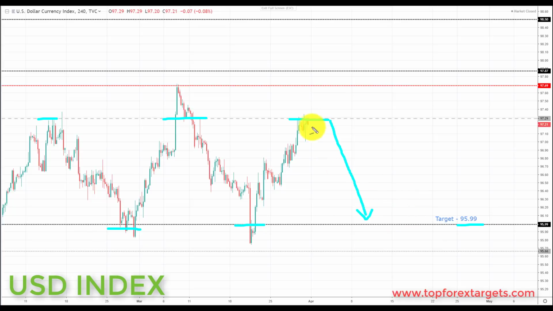Now, going into next week, because we are in a range in the dollar index, we are not going to have a particularly strong bias one way or the other because this thing could just chop around. So we're going to be trading the individual markets on their own merit without a very strong bias in the dollar one way or the other.